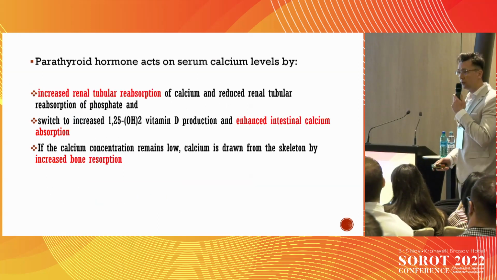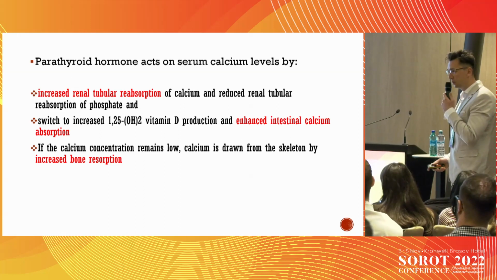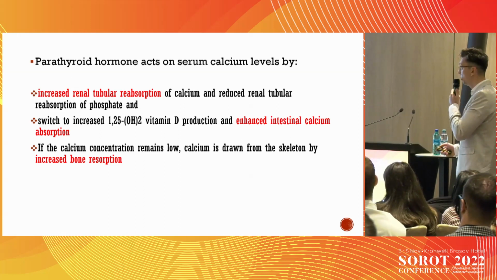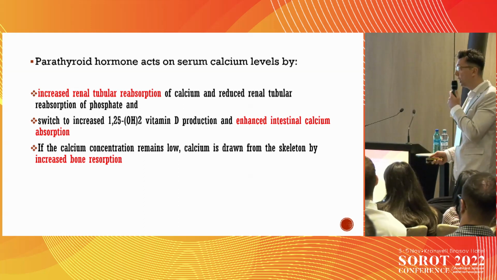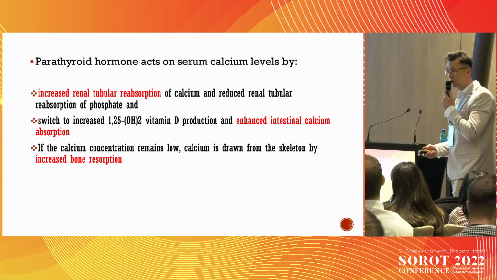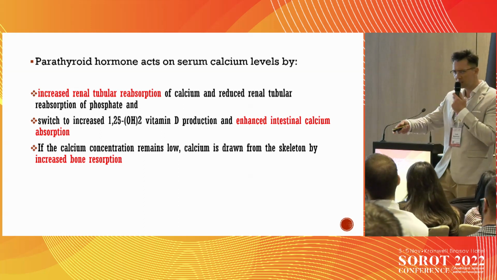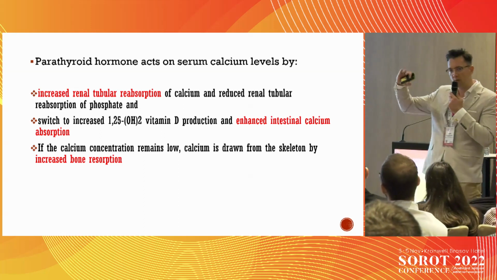Parathyroid hormone is an important factor in the regulation of the metabolism of the calcium. So parathyroid hormone increases renal tubular reabsorption, enhances intestinal reabsorption, and also increases activity of the osteoclast. So osteoclasts resorb the calcium from the bone and increase the level of the calcium in the serum.